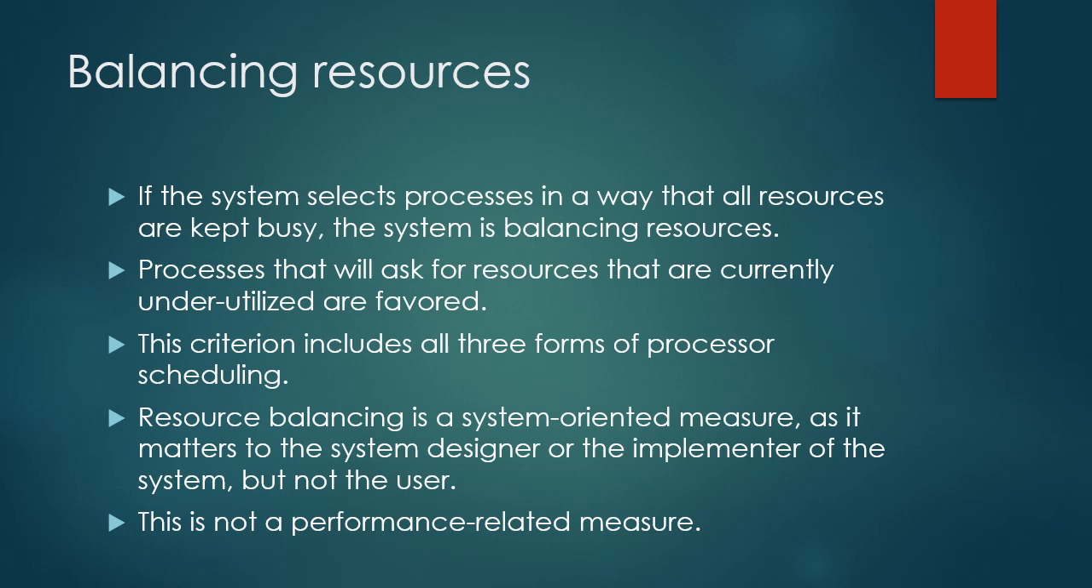This criterion includes all three forms of processor scheduling. LTS inducts processes who will ask for lightly loaded resources. MTS sweeps processes who will ask for lightly loaded resources into the RAM, swapping others out. STS gives the chance of execution first to the process who will ask for lightly loaded resources. Resource balancing is a system-oriented measure as it matters to the system designer or the implementer of the system but not the user. The user does not care if a system is balancing resources as long as he gets his job done. This is not a performance-related measure. We cannot measure resource balancing. Fast systems may or may not balance resources. Speed has nothing to do with resource balancing.